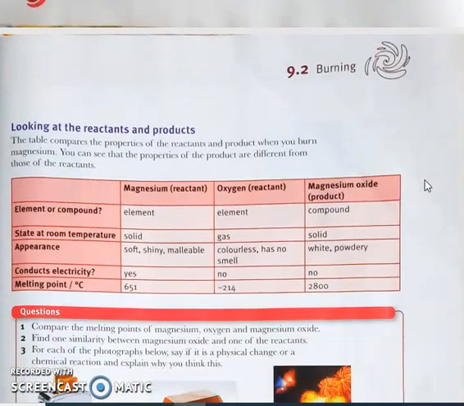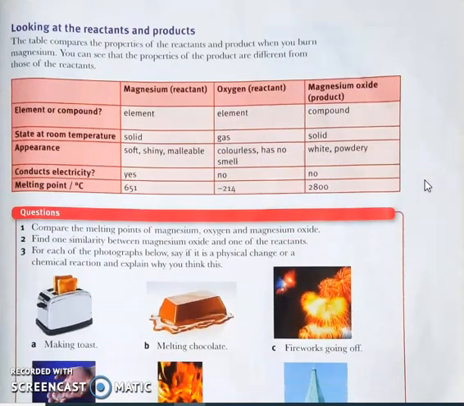Looking at the reactants and products, the table compares their properties when you burn magnesium. We can see the properties of the product are different from those of the reactants. There are two reactants, magnesium and oxygen. What are the properties of magnesium? Magnesium is an element. It is a solid at room temperature. It is soft, shiny and malleable because it is a metal. It conducts electricity because it is a metal, and its melting point is 651 degrees Celsius. We know that metals have high melting points.